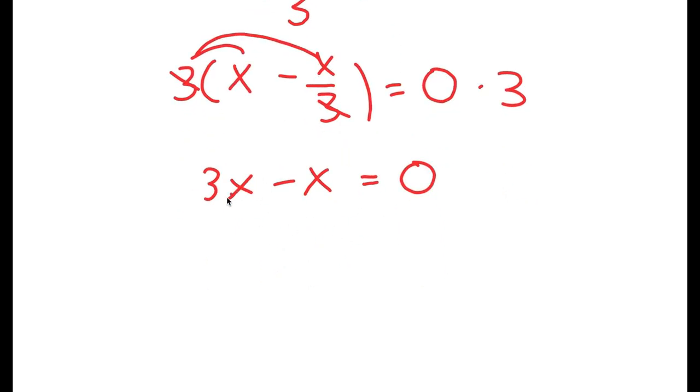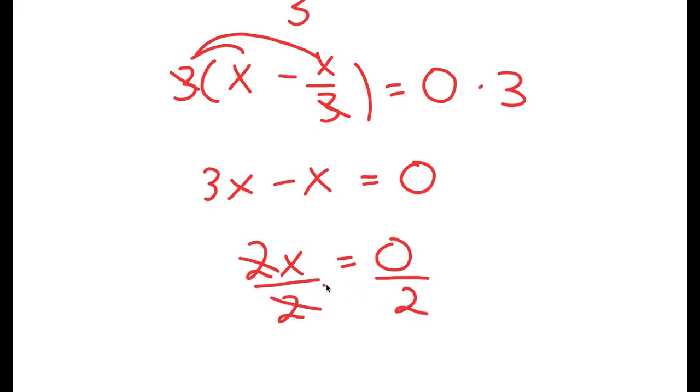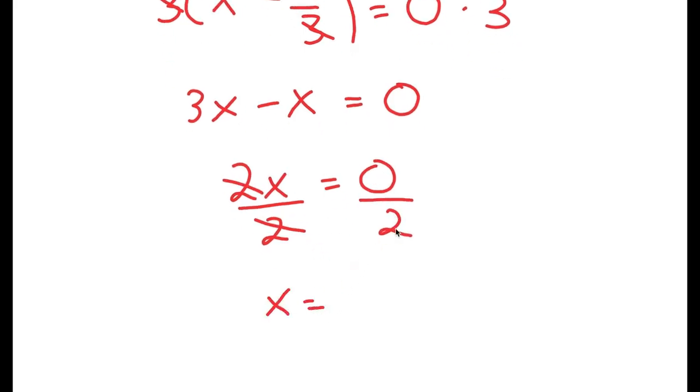Now from here, 3x minus x is 2x, so I get 2x is equal to 0, and now if I divide both sides by 2, these two cancel out, and I get x is equal to 0 divided by 2, which is 0.